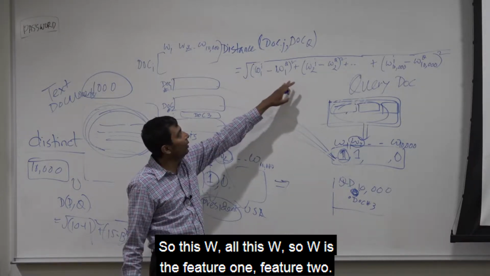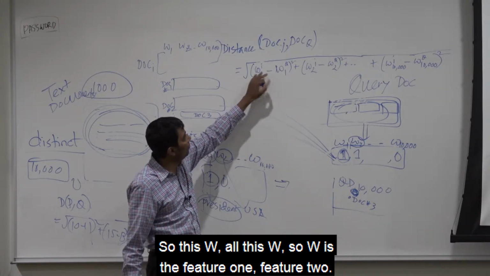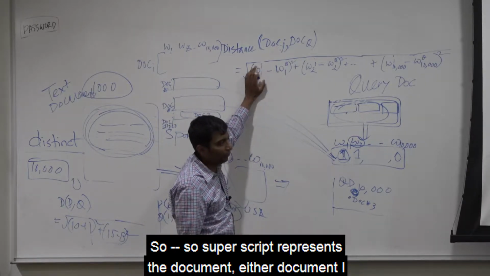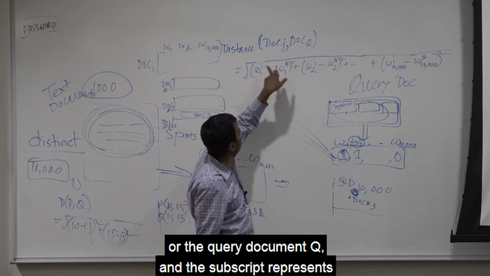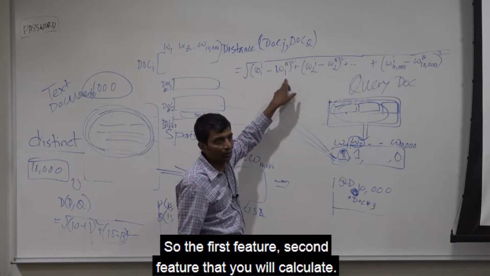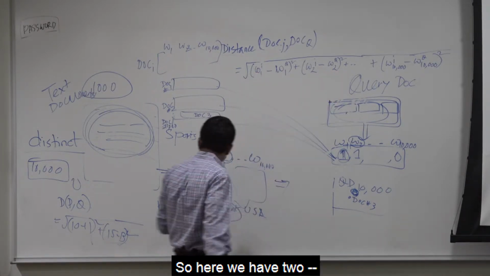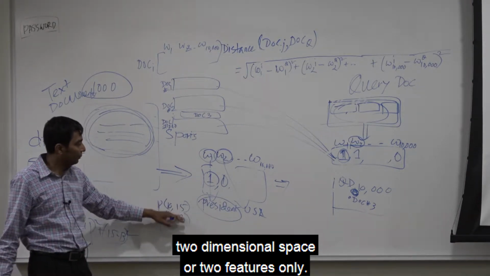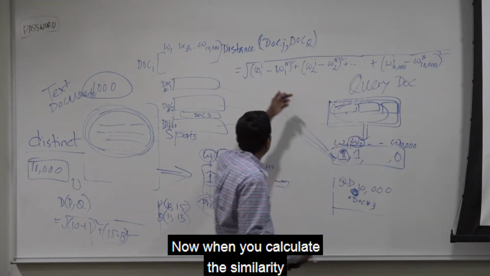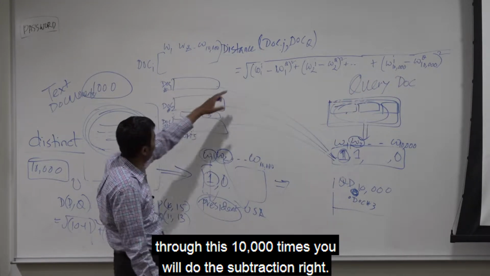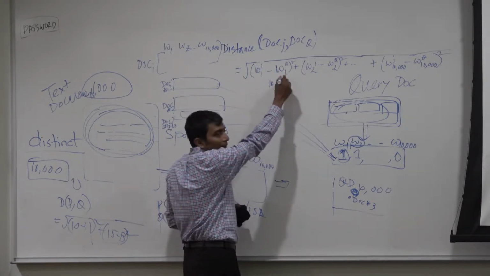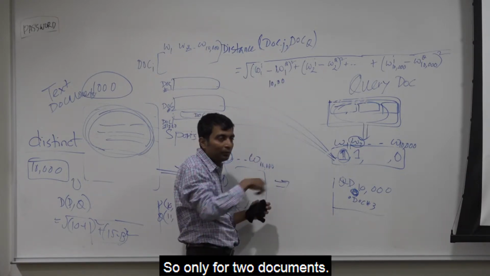All this W is feature 1, feature 2, and so on. The superscript represents the document, either document I or the query document Q, and the subscript represents the features. So the first feature, second feature, that way you will calculate. Here we have a two-dimensional space, or 2 features only, but here we are talking about 10,000 dimensions. Now when you calculate the similarity between 2 documents, that means you have to go through this 10,000 times, doing the subtraction, right? And then you will sum it up, and then you will take the square root.